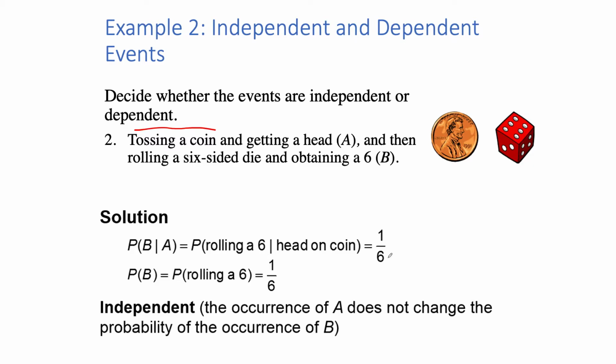If I toss a coin and get a head, that doesn't really affect the probability of rolling a 6 on a die. There's 6 possible outcomes that can happen when I roll a die. Only one of them is a 6. So the probability of rolling a 6 on a die is 1 over 6. So the probability of rolling a 6 is the same as the probability of rolling a 6 given that I got a head on a coin. These two events don't affect each other.